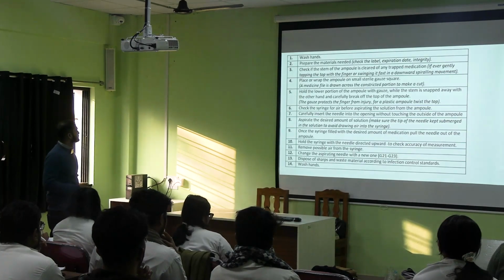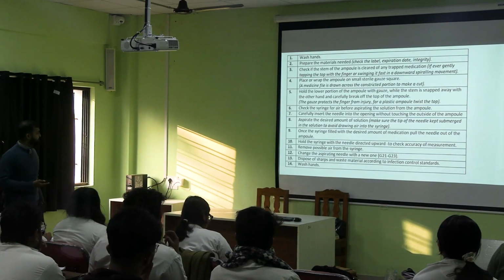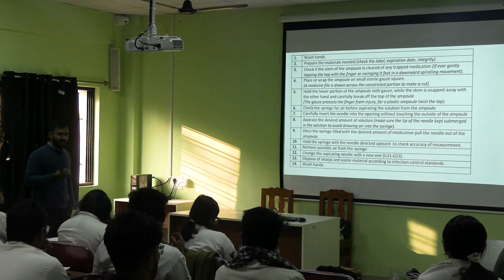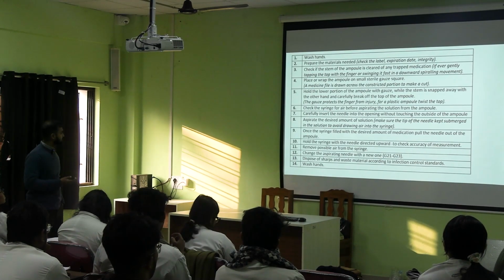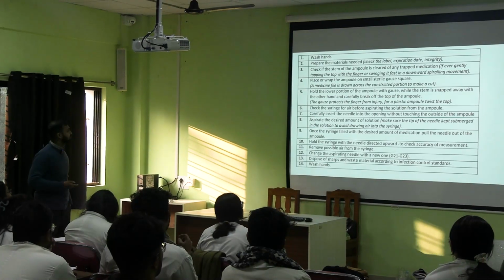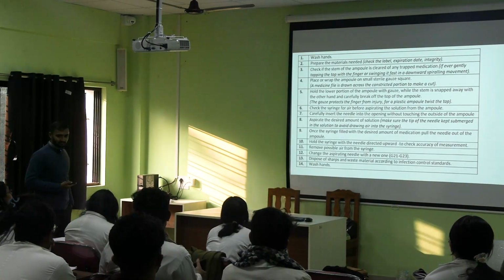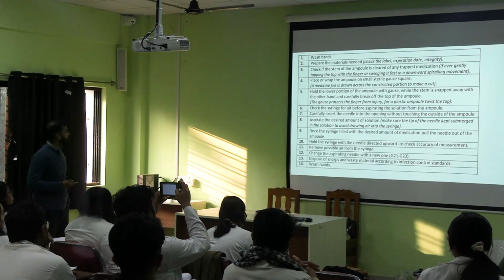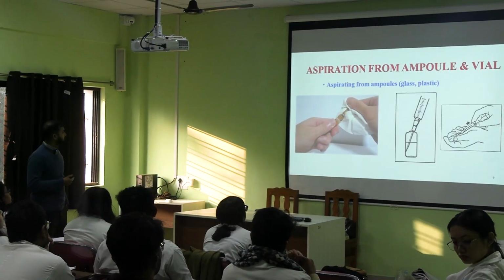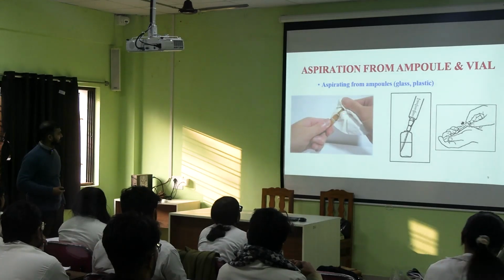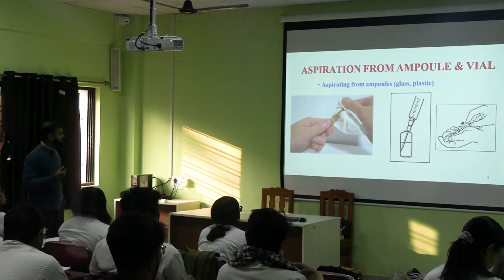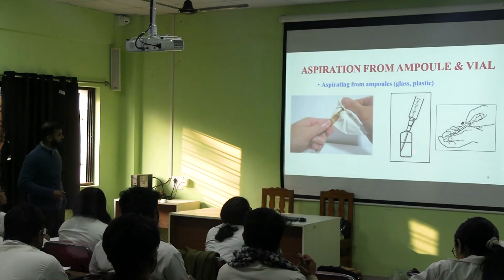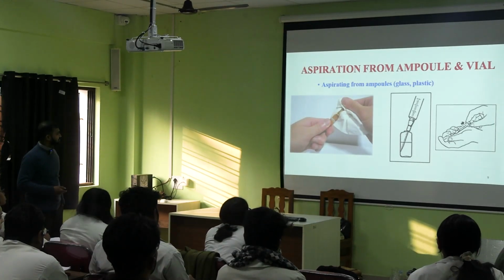So what are the procedures for picking the solution from the vial and also from the ampules? We will be telling you. These are the basic steps written here. I am not going into it because today already it is late. When we go into the practicals, we will describe it nicely. So this is the picture. First you have to cover your hand, the dominant hand, with the gauze, and then you have to break the neck. Then you have to take the solution, as it is showing.